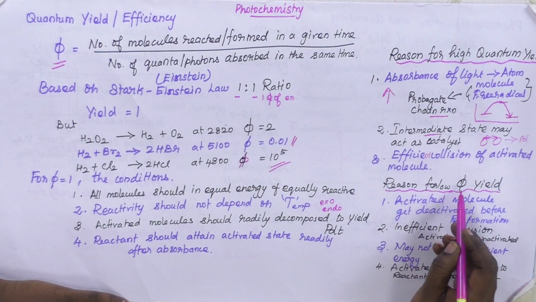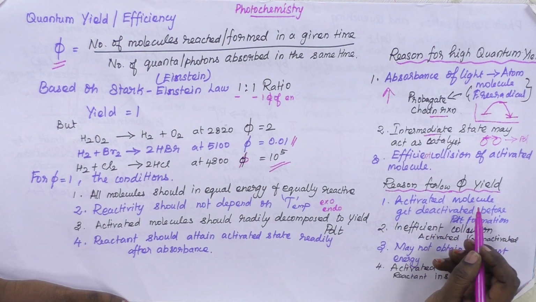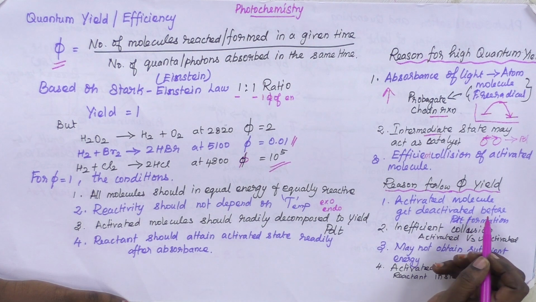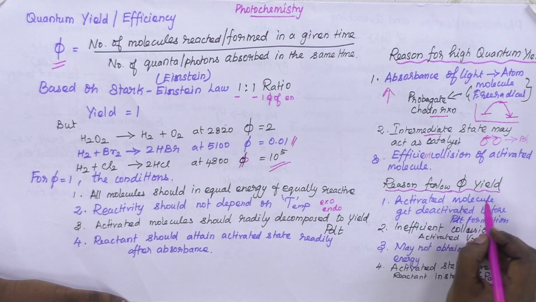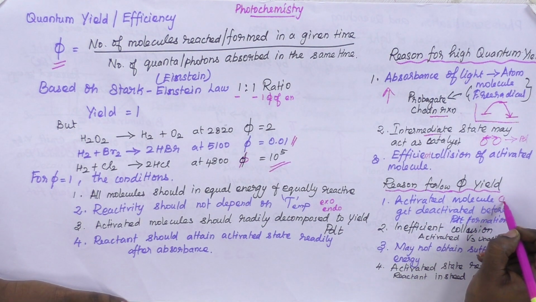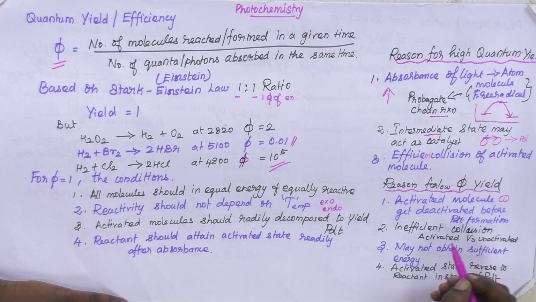Reason for low quantum yield. The activated molecule gets deactivated before product formation. So this may be the reason for a low quantum yield. Second one, inefficient collision. How does inefficient collision happen?